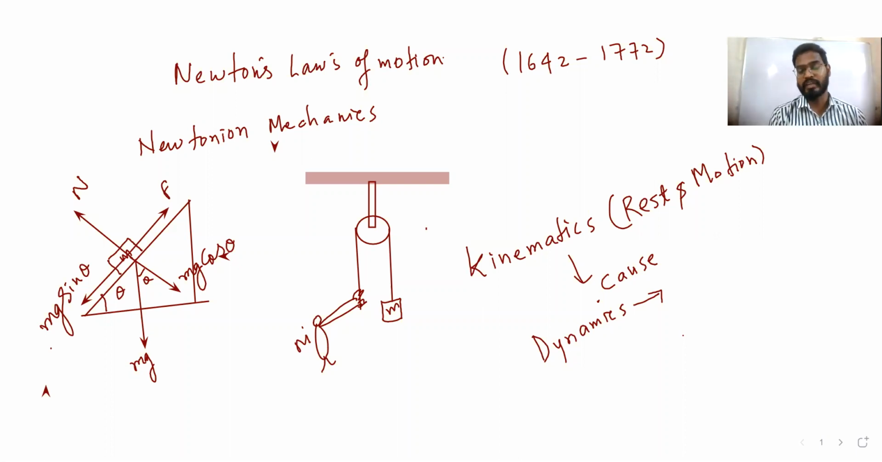In this chapter, before that, kinematics is there. Kinematics means we can say rest and motion. Now we are going to study the cause of kinematics. If the object is here and then it comes here, from here to here, why is it coming? What is the cause there? That is what we are going to learn in this chapter.